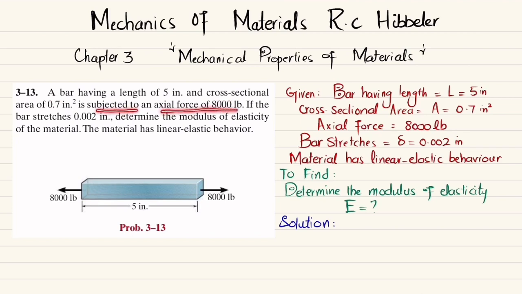So the statement is: a bar having length of 5 inch and cross-sectional area of 0.7 square inch is subjected to an axial force of 8,000 pounds. If the bar stretches 0.002 inch, determine the modulus of elasticity of the material. The material has linear elastic behavior.